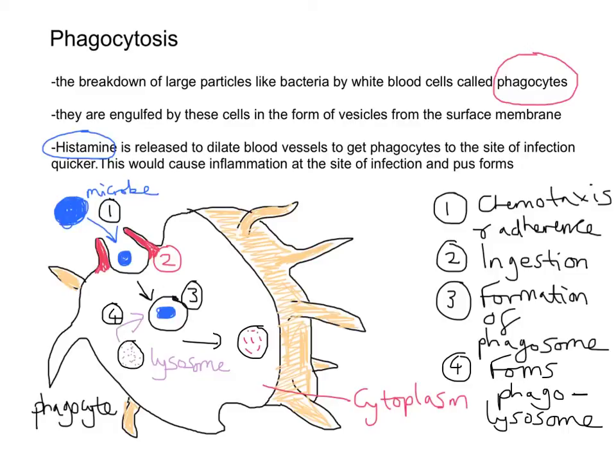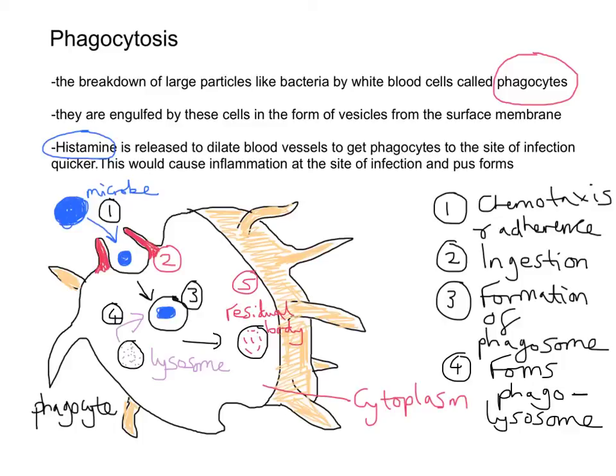and they remain in what's called a residual body. So you have a residual body of indigestible material. And that's really our 5th stage.